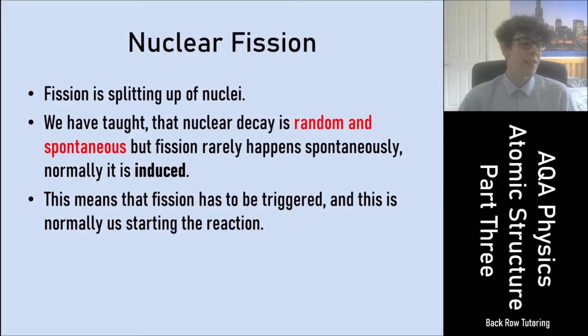So if you can think back to the last video, we taught that nuclear or radioactive decay is spontaneous and random. Random meaning any nucleus could decay next, we don't know which, and spontaneous meaning we can't change the rate at which it decays. But with nuclear fission, that changes a little bit. Yes, fission does happen in nature, but that's very, very rare. Normally for nuclear fission to occur, it's induced, and we induce fission.